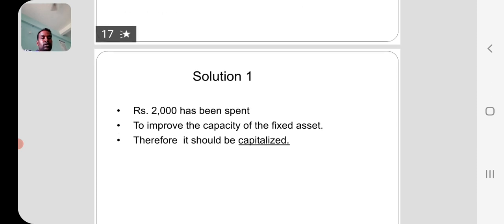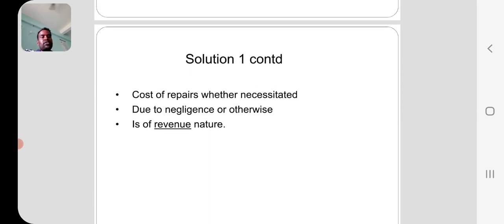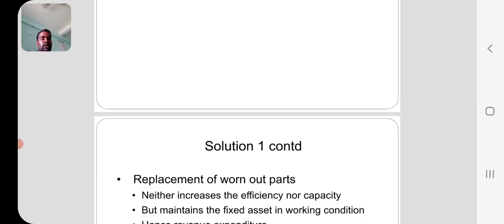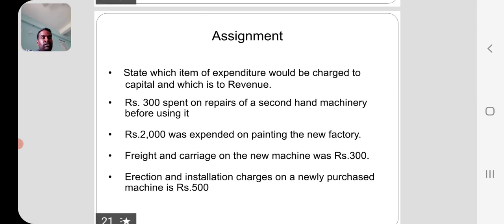Solution here. 2,000 has been spent to improve the capacity of a fixed asset, so it comes under capital expenditure. Next, the cost of repairs necessitated due to negligence is revenue in nature. Replacement of worn out parts neither increases the efficiency nor capacity but maintains the fixed asset in working condition, hence it comes under revenue expenditure.